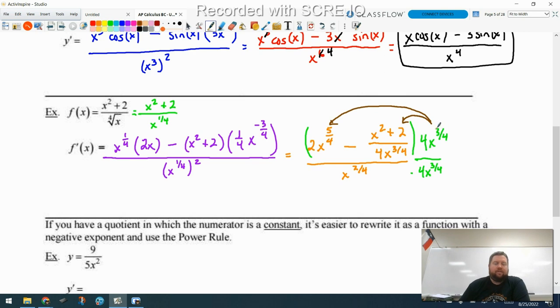Okay, and I'm trying to think of the best way to write our answer. Oh, no, we're good. Never mind. I was trying to make it too hard. All right, so when this distributes over here, you get 4 times 2, which is 8. X to the 3/4 times x to the 5/4. You add those exponents. Well, 5/4 plus 3/4 is 8/4, which is just 2. So that's x squared.